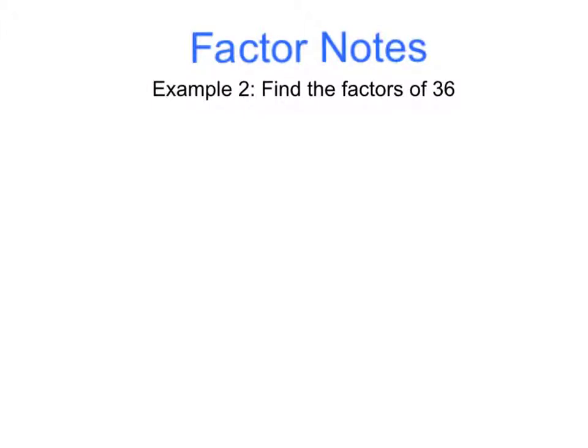Now it's your turn. We're going to do the next example. Find the factors of 36. Now remember, this is one where you're actually going to have to write it down on your note sheet. So we're going to test all of the numbers just like we did in our last example. So you always start with 1.